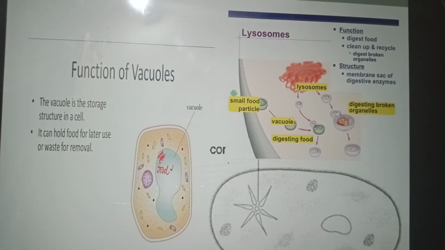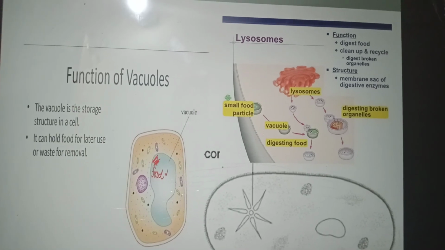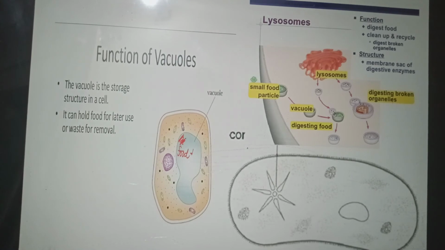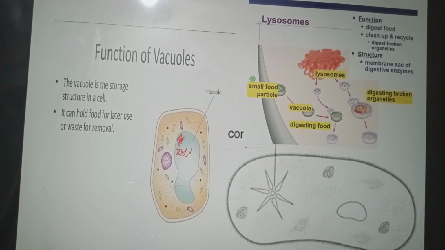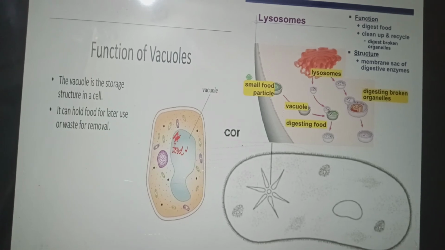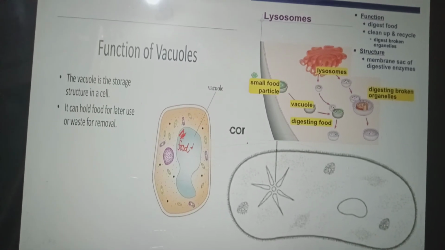Many cells take in materials from the outside in the form of food vacuoles and then digest the material with the help of lysosomes. Some unicellular organisms use contractile vacuoles for the elimination of wastes from their bodies.